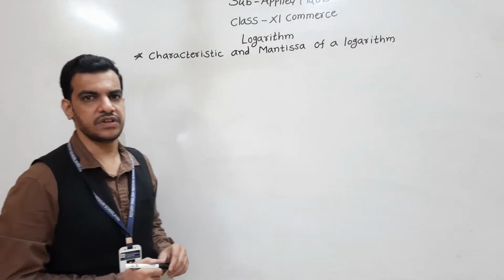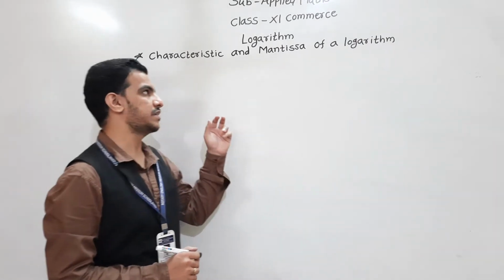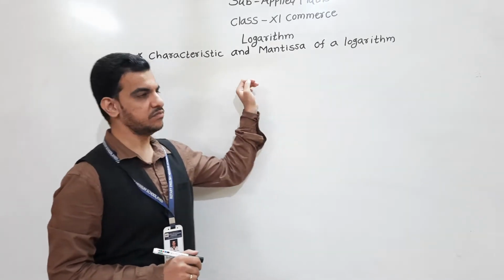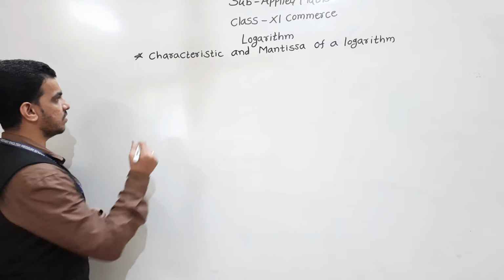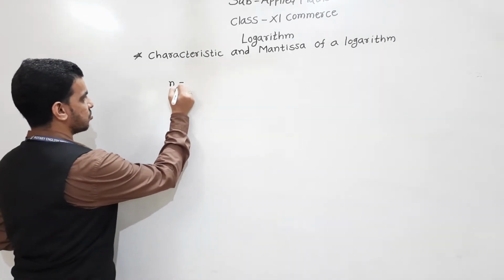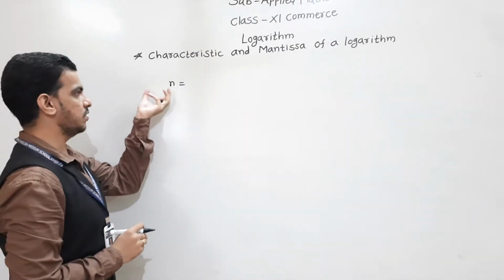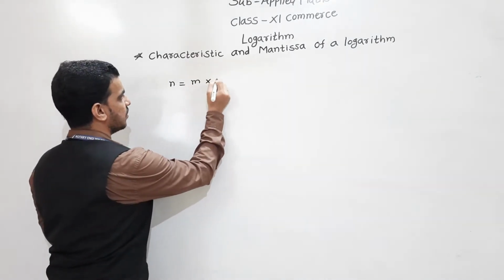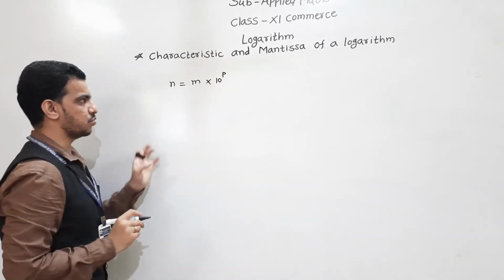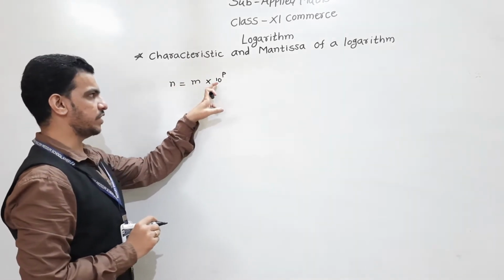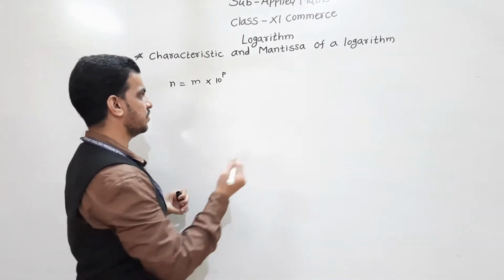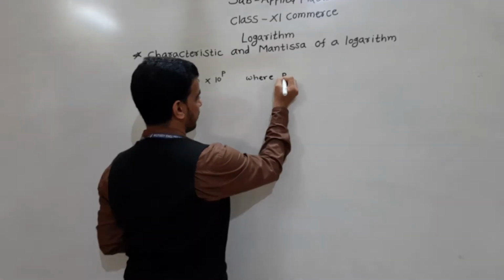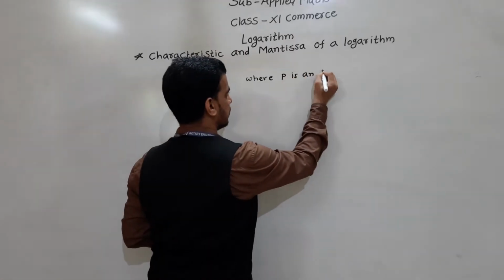Hello students, today we are going to see a new point, that is the characteristic and mantissa of a logarithm. Suppose the number is n. This decimal number we can write in standard form of decimal, in the form m into 10 raised to p, where m is between 1 and 10 and p is an integer.